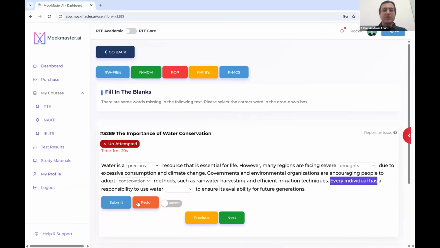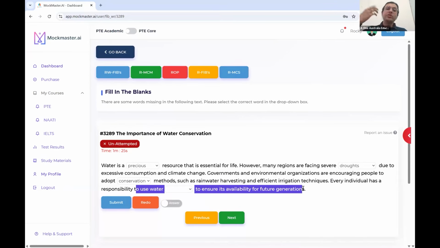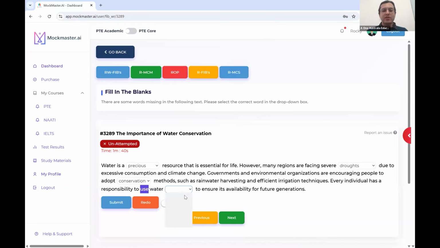Every individual has a responsibility to use water dash to ensure its availability for future generations. To use water: here the verb is use, and we need an adverb to describe it. An adverb generally will end with ly, like carefully, judiciously. So you need something like that over here. Or maybe wisely is one of the options, which is a positive word. And it is also about responsibility, which is something positive. So the answer should also be positive. So the correct answer should be wisely.